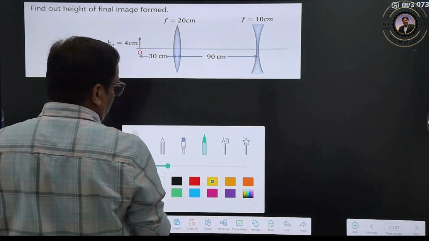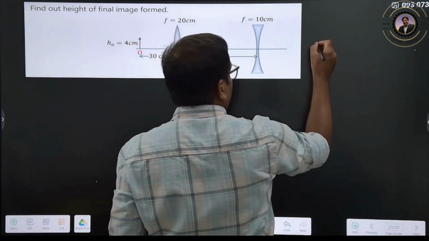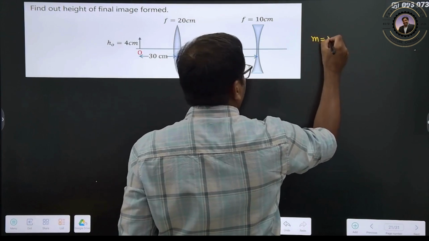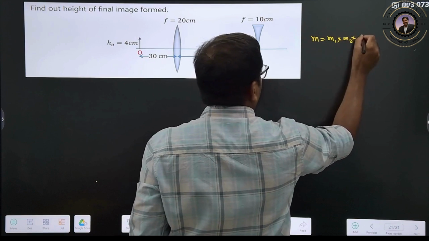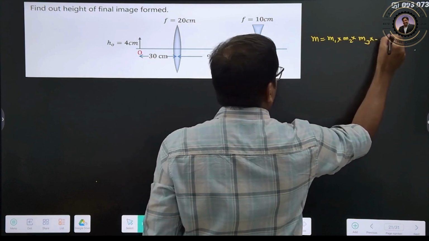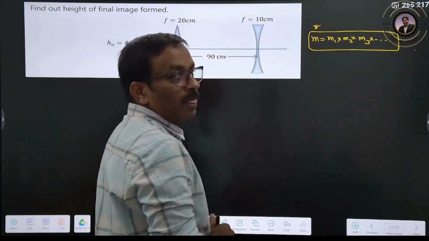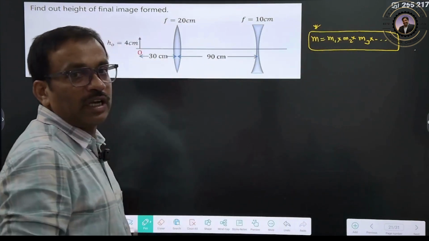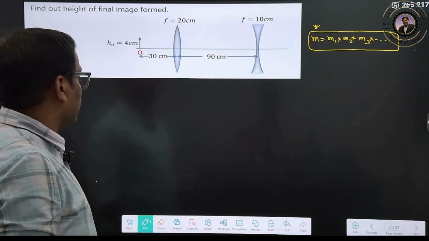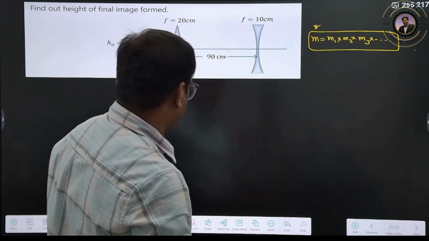And one more formula we can use here. If they are asking for magnification, when a number of lenses are there, the magnification can be written as the magnification due to the first lens times the magnification due to the second lens times the magnification due to the third lens, like that. For any number of lenses, that many times you need to multiply the magnifications. Clear? Understood? There is no secret formula for this, so you can use this formula. Clear?